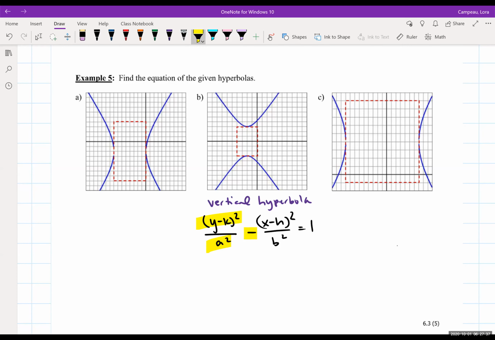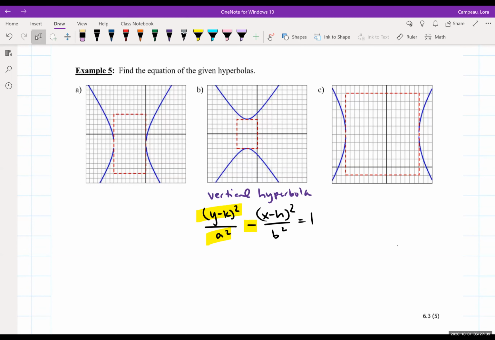So with this vertical hyperbola, our job is to figure out who a and b are, and a has to do with the vertices on the hyperbola. You can see the way the box is drawn, we can see exactly where they're located. But with this center box being drawn, it doesn't hurt to draw the asymptotes through the diagonals. That might center you in on the center.